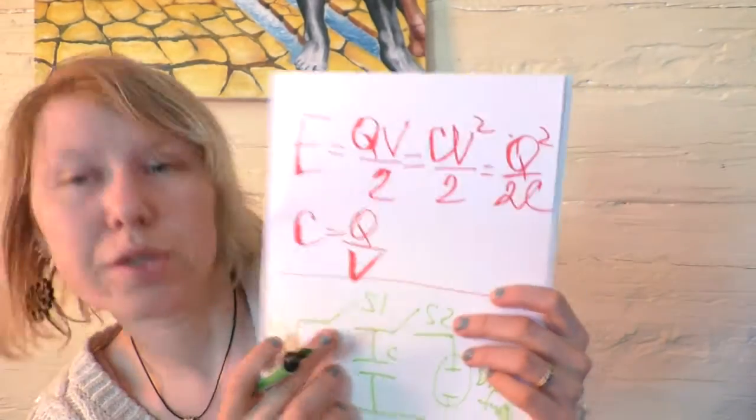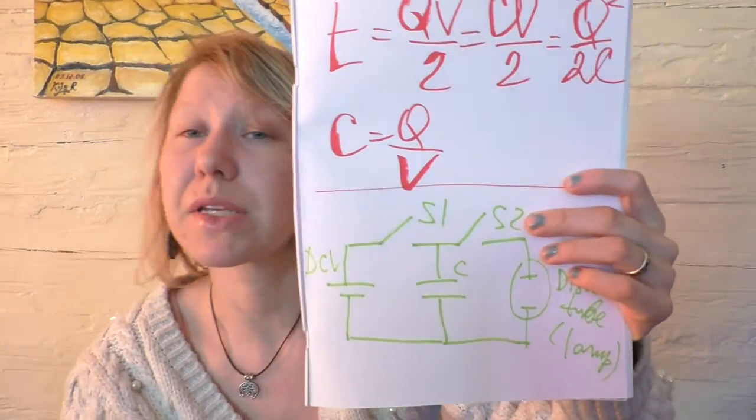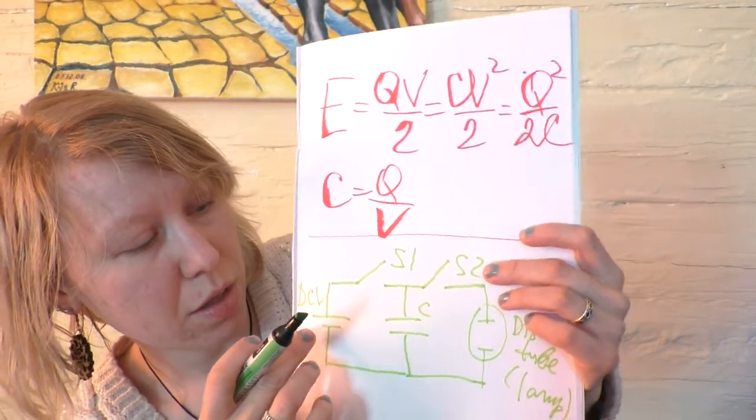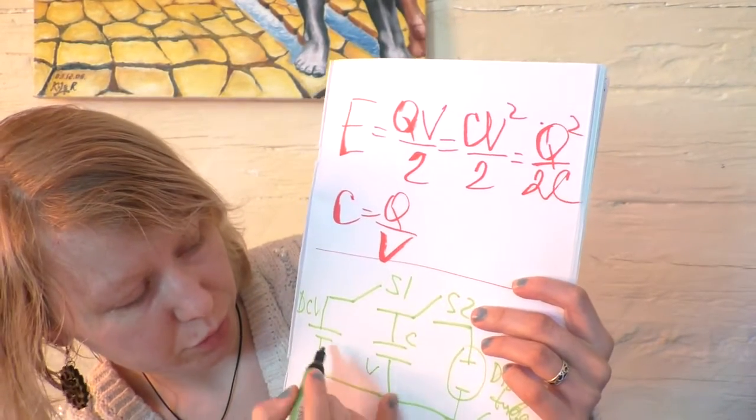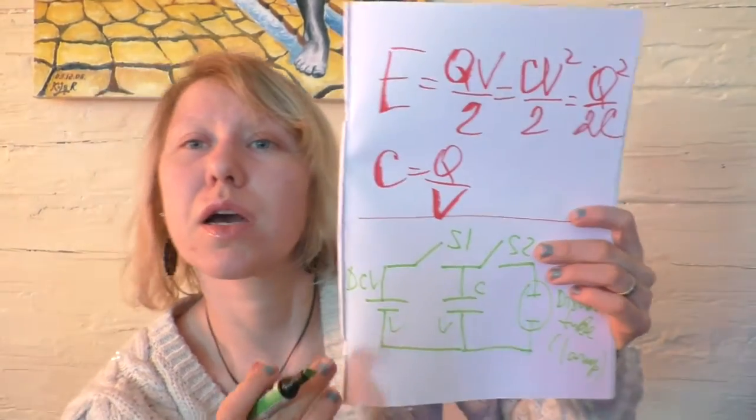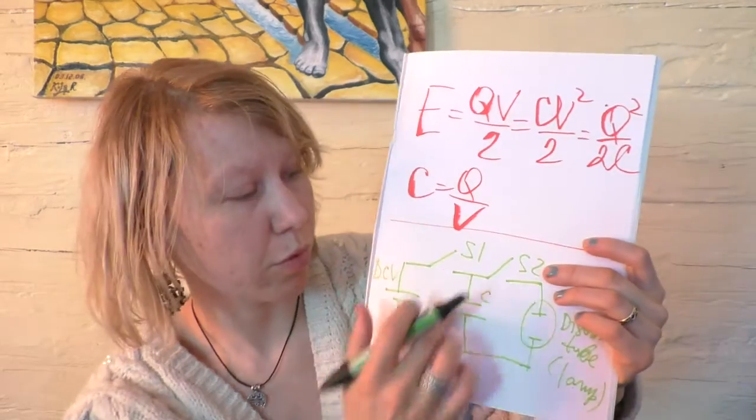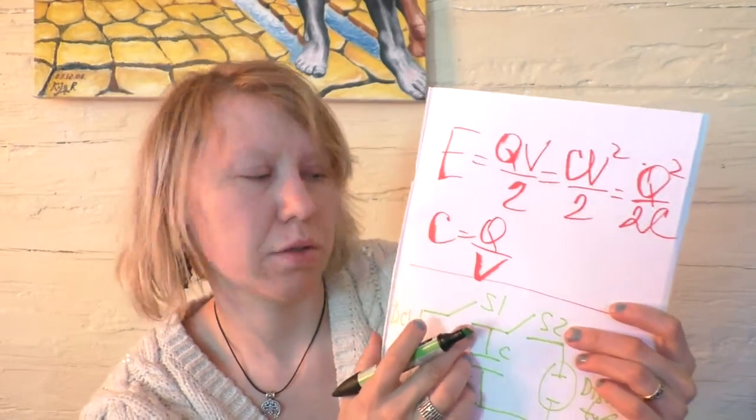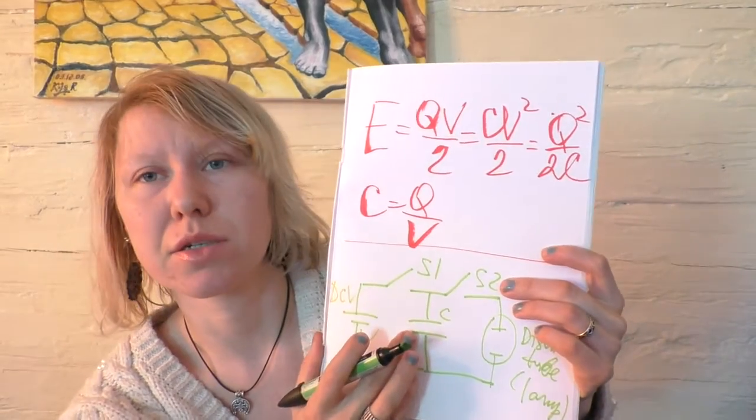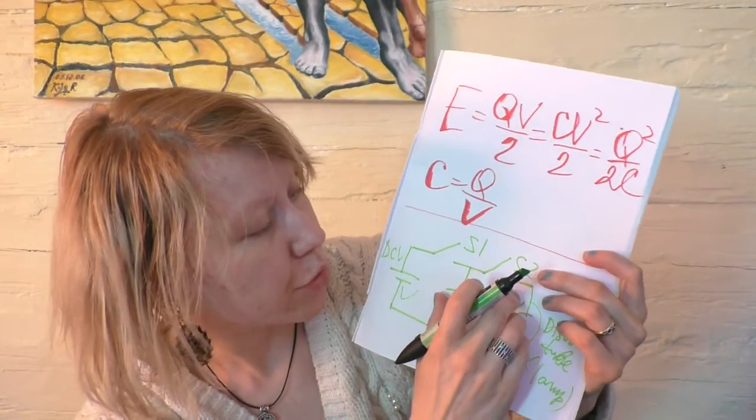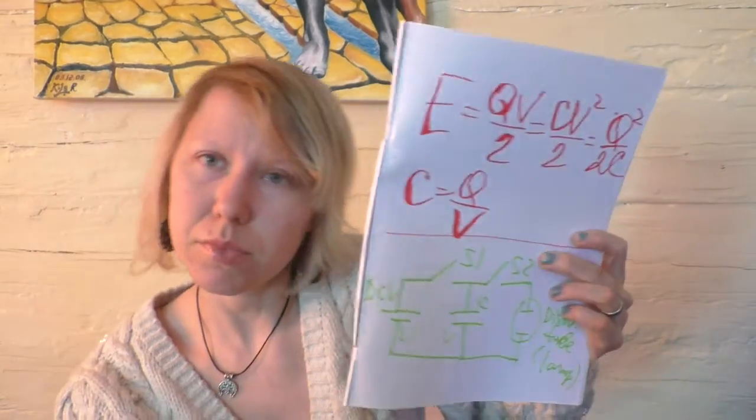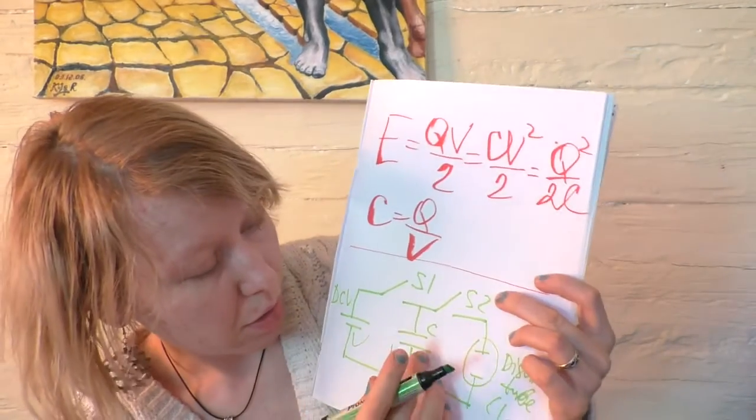First of all, we switch on the first switch and the capacitor begins to charge. It will charge until it has the same voltage as the direct current and voltage power supply. After that, the current will not flow anymore, and we can switch off. Now we can say that we have a charged capacitor. After that, we switch on the second switch, and what will go on?